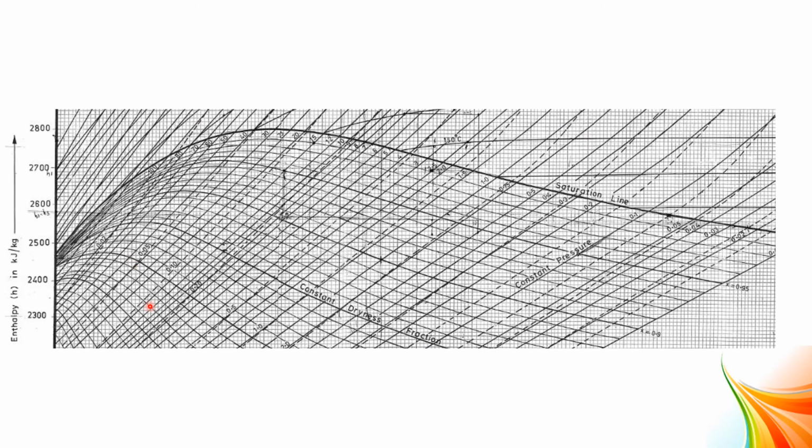See, this is the Mollier diagram. It is the graphical representation of steam table in which the specific entropy is plotted along the ordinates and the specific enthalpy is plotted along the abscissa. This diagram is divided into two portions by saturation line. The portion below the saturation line is wet region and the portion above the saturation region is known as superheated region.